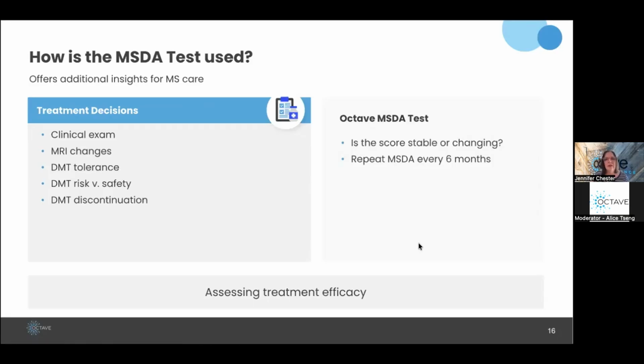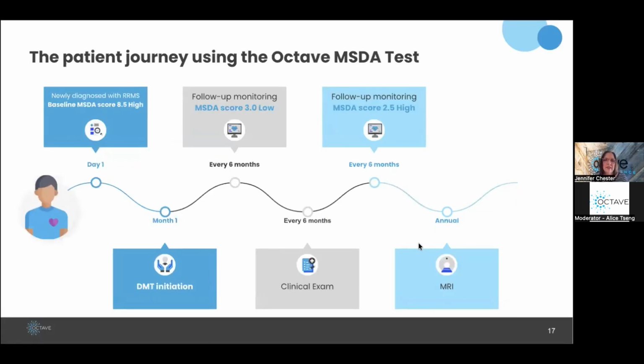Throughout all this process, the Octave MSDA test can be incorporated to see if your DMT is working. Are you stable or not? Are there changes happening in your score and it's going up or it's going down? Down's good. Maybe that treatment's working really well for you. But you can repeat that MSDA over time to continue to monitor that. But it is assessing for treatment efficacy. I mean, the bottom line is if your MSDA score is coming down or staying down, then it tells us it's working for you.